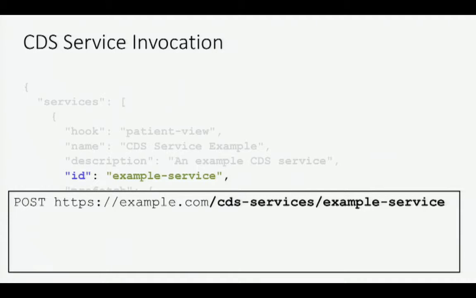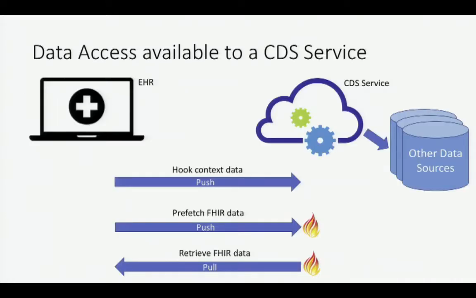Now, I've talked a little bit about data access for CDS services, but I want to actually get into a lot more detail because there are many different ways in which a CDS service gets clinical data from the EHR. So there are 3 main methods that they get this data. The first is through the hook context information. So I mentioned that with a patient-view hook, there are 3 bits of information that are included as part of the context.